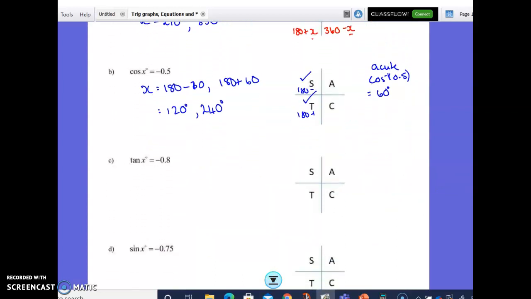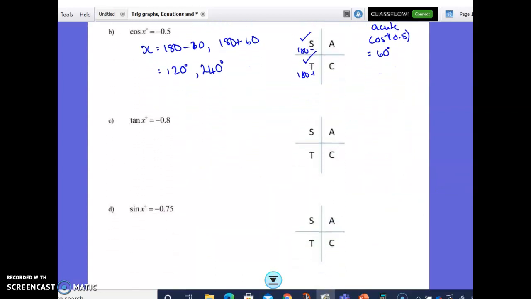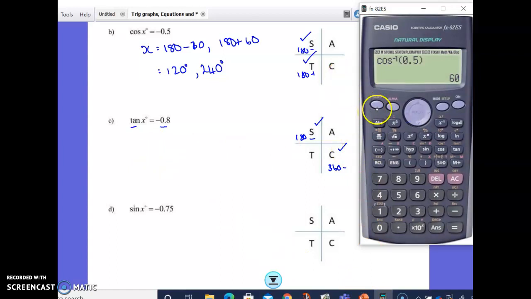Third one then, we've got tan x equals negative 0.8. It's tan, it's negative, so my answers are in the opposite two, so they're in sine and cos. So here I do 180 minus, here I do 360 minus. I ignore my negative and do inverse tan of 0.8, and again notice it's way over at the side, nothing to do with my answers over here. It helps me get my answer, but it's not one of my answers.